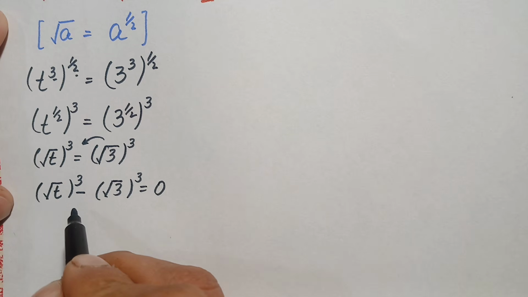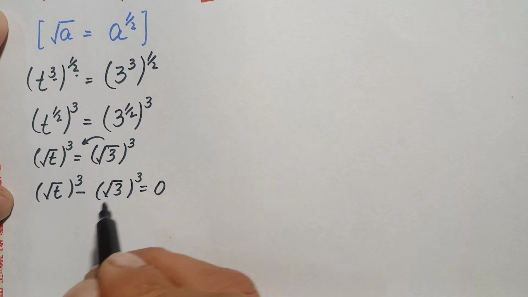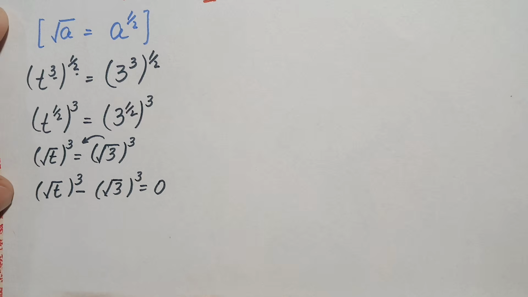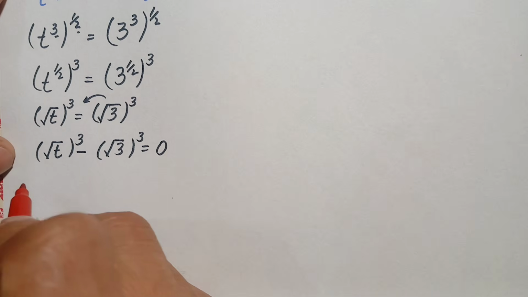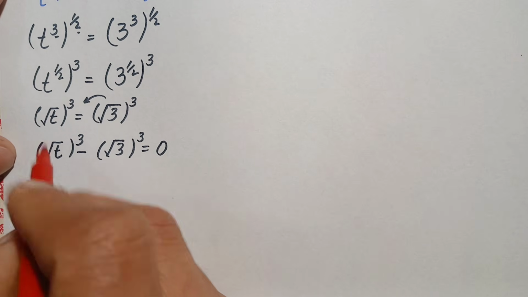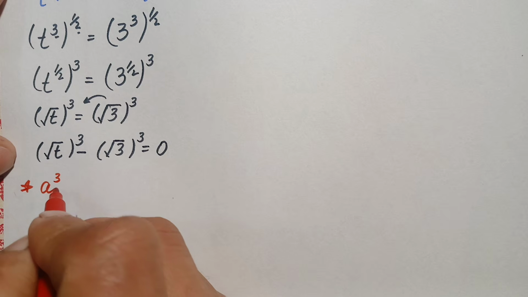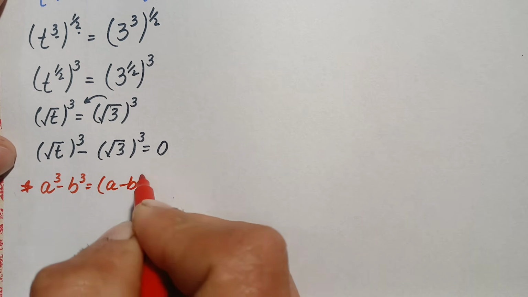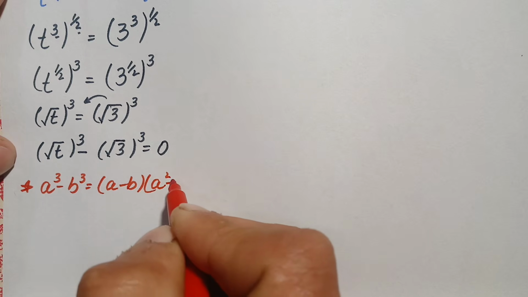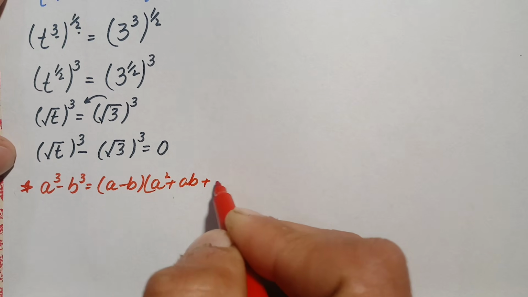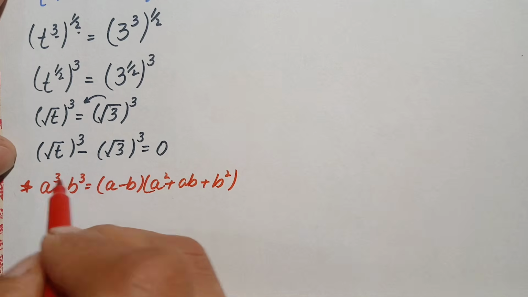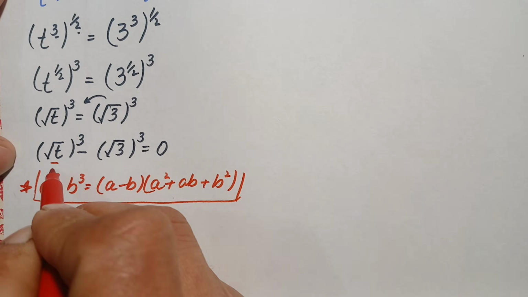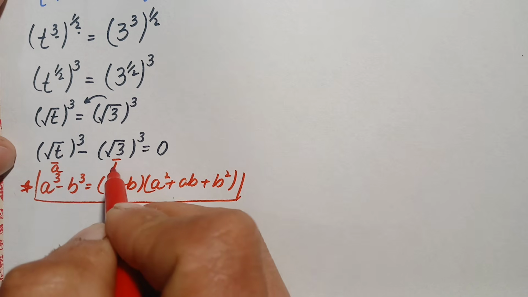So this is a famous cubic identity, a cube minus b cube. So here in the left hand side we will use a famous cubic identity. So here we will use this one cubic identity. We know that a cube minus b cube is equal to a minus b times a square plus a times b plus b square. So using this cubic identity here, our a is square root of t and our b is square root of 3.